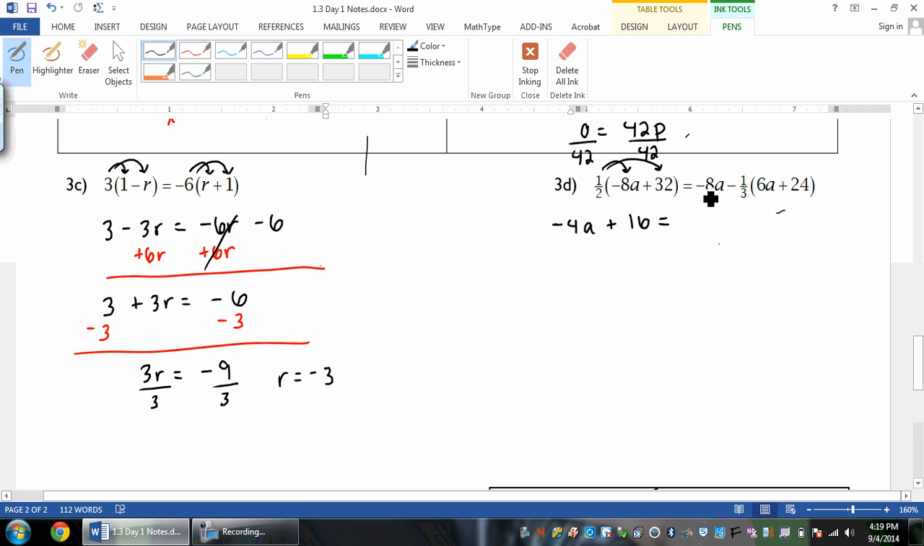Now remember, you do not combine that negative 8 and negative 1/3. You're just going to drop down the negative 8a and distribute that negative 1/3. Okay, so I have minus 1/3. A third of 6 is going to be 2a, and then negative 1/3 times 24 is just minus 8. You can think about it as 6 divided by 3 or 24 divided by 3 to get my 2 and my 8.